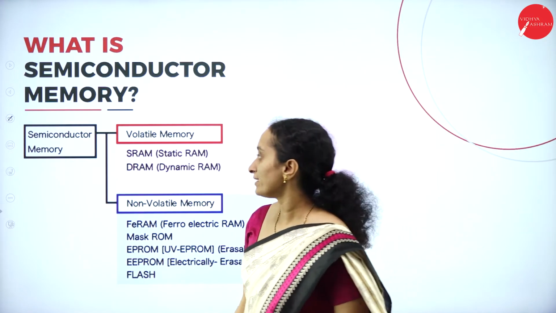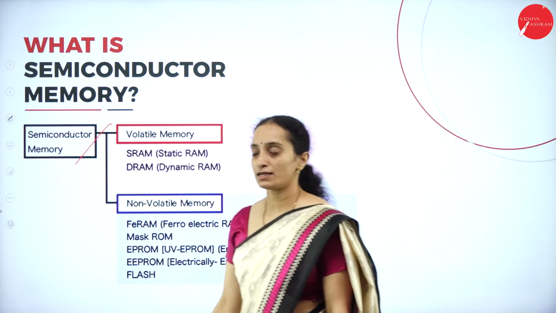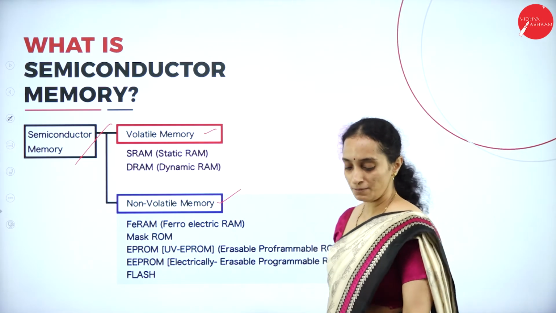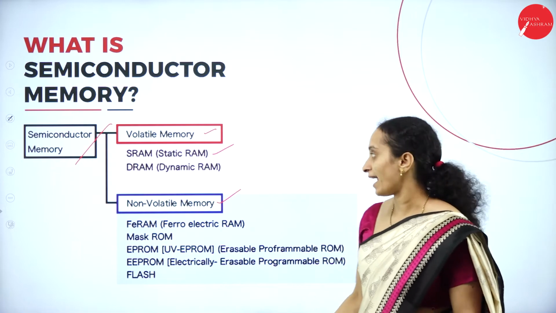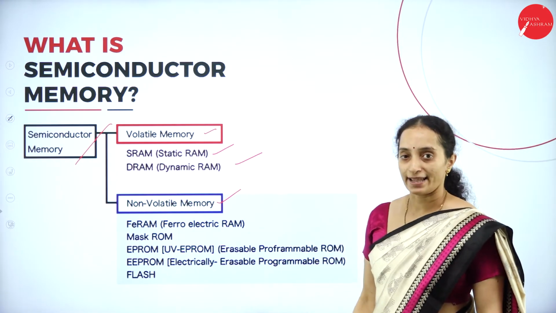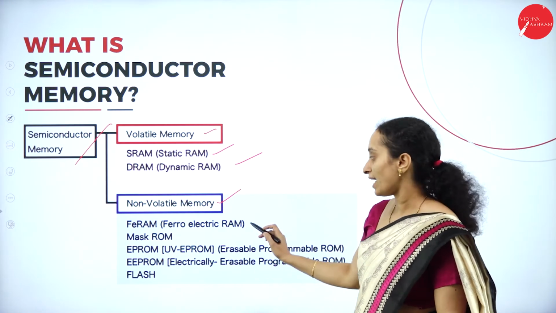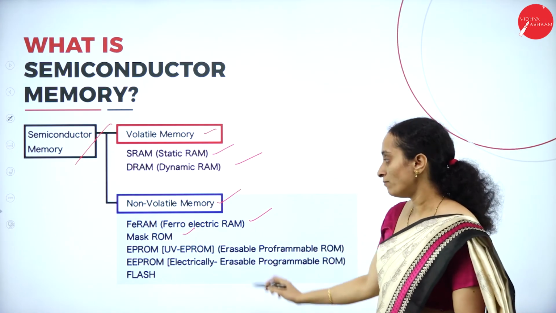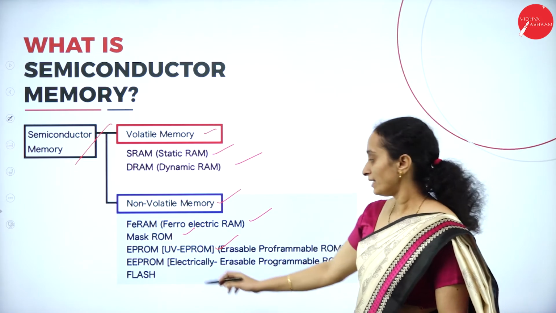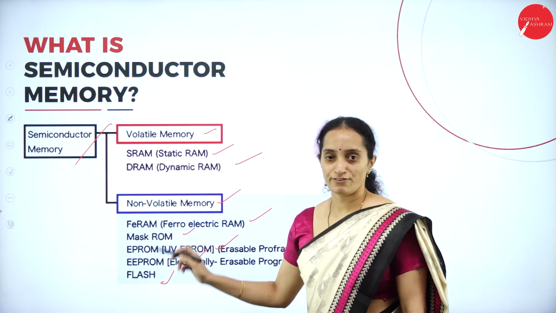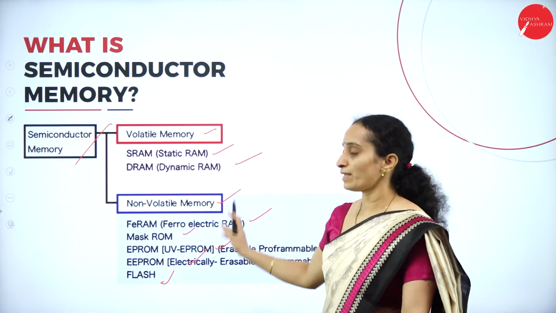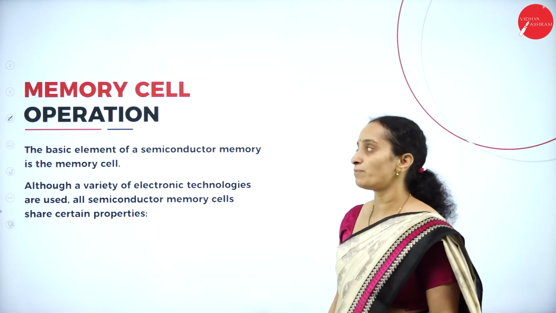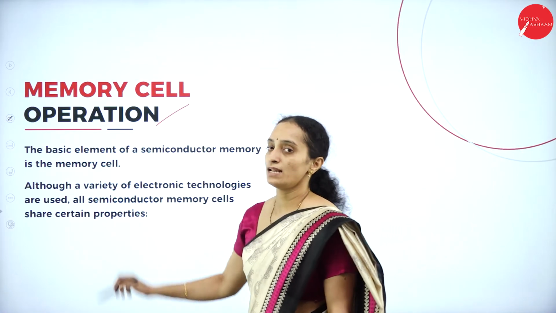See here, we have the diagrammatic representation of the semiconductor memory. We have volatile and non-volatile memory. Volatile memory has static RAM and dynamic RAM. Non-volatile has ferroelectric RAM, mask ROM, PROM, EEPROM and flash memory. We have these many semiconductor memories. Next we shall know about the memory cell operation.